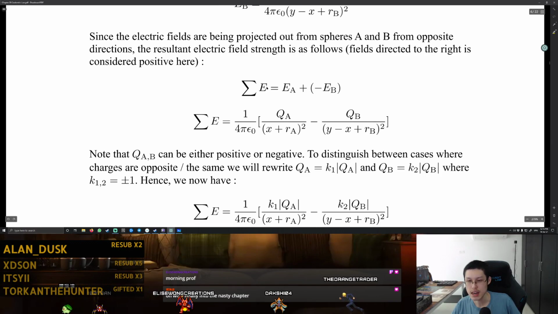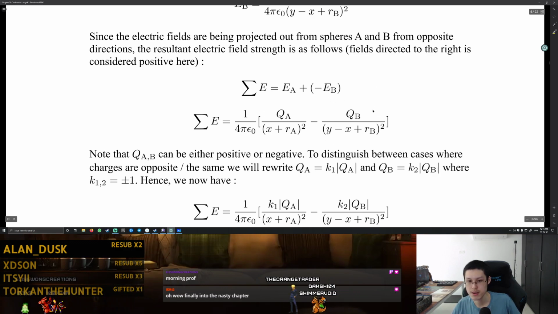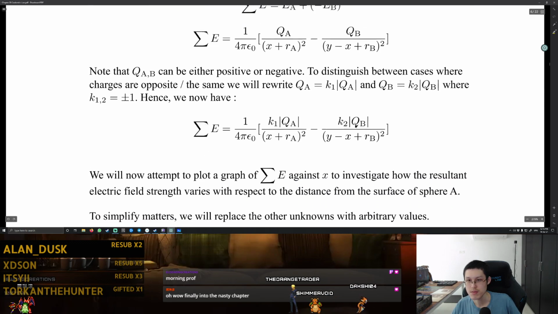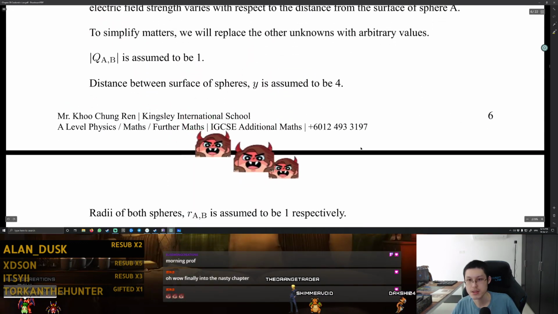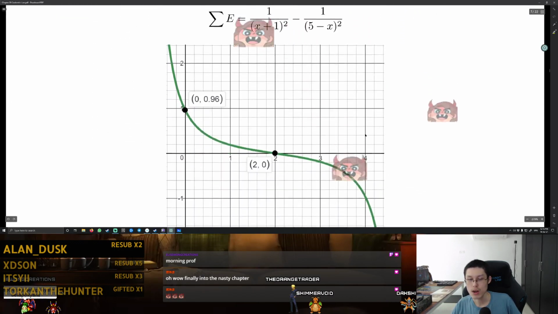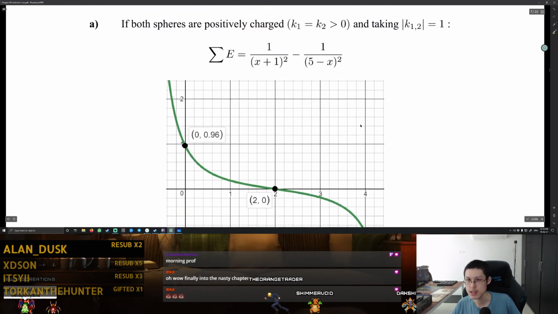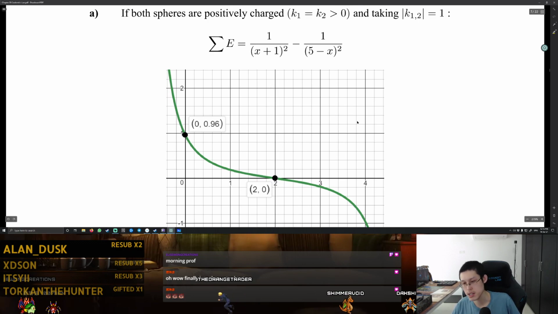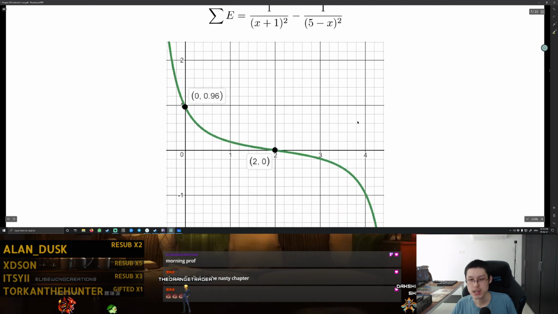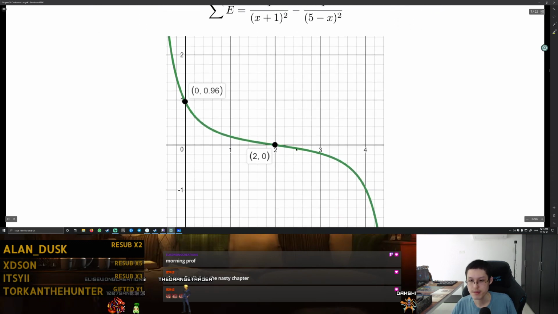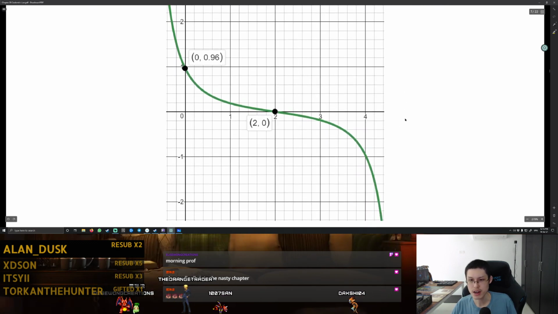So whenever you add electric field strength, you must always put a negative on the other one. So it kind of looks like this. This one minus this one. Okay? So this one is just some extra fluff, not important. Okay, so if you have two spheres that are positively charged, you would actually get a graph that looks like this.